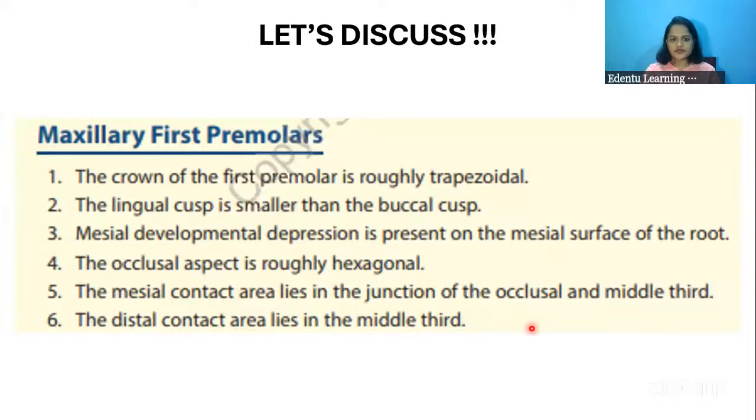The maxillary first premolar crown is roughly trapezoidal in shape, and the lingual cusp is smaller than the buccal cusp. The mesial developmental depression is present on the mesial surface of the root, and the occlusal surface is roughly hexagonal in shape. The mesial contact area lies at the junction of the occlusal and middle third, and the distal contact area lies in the middle third.